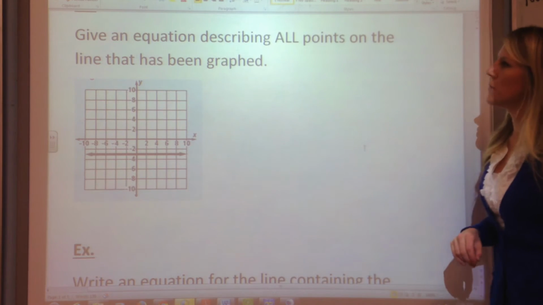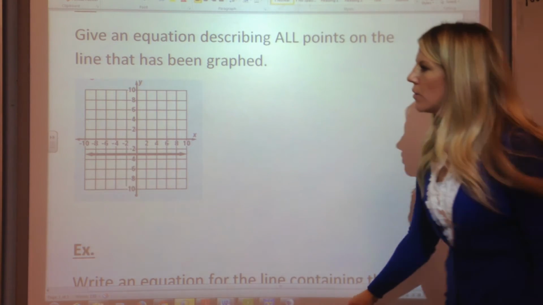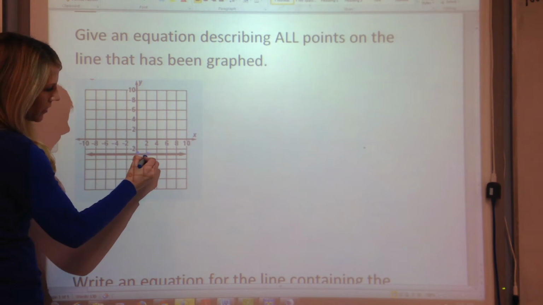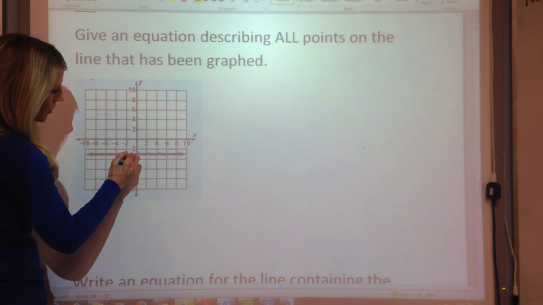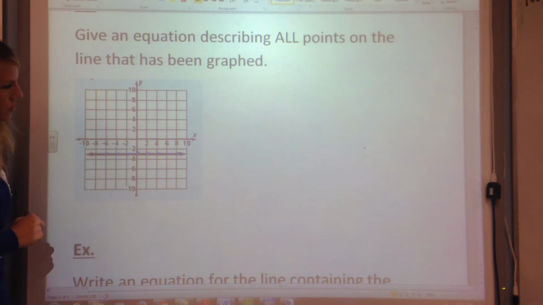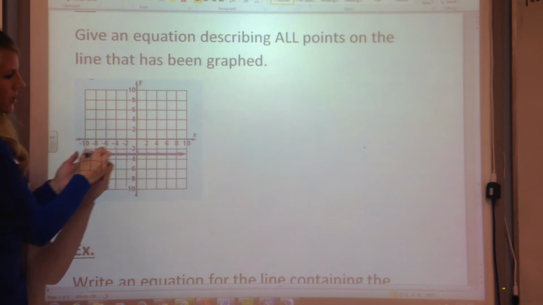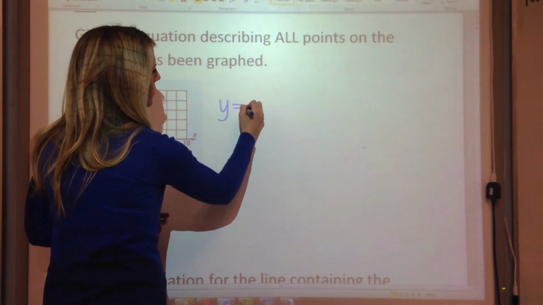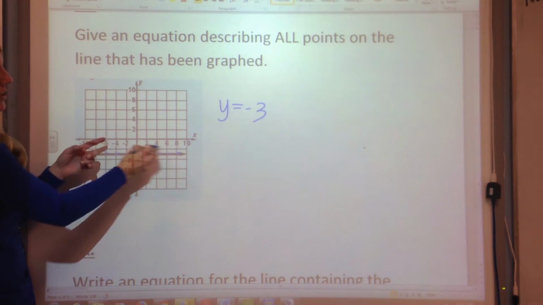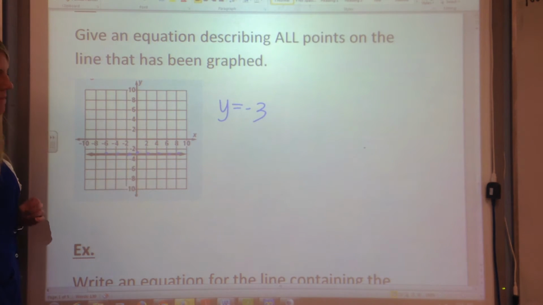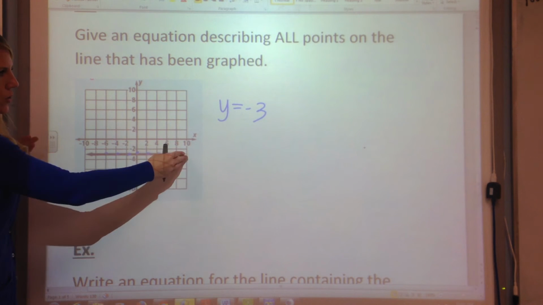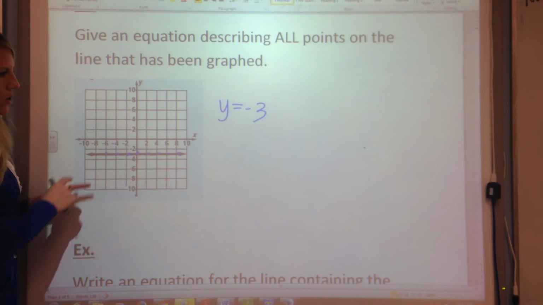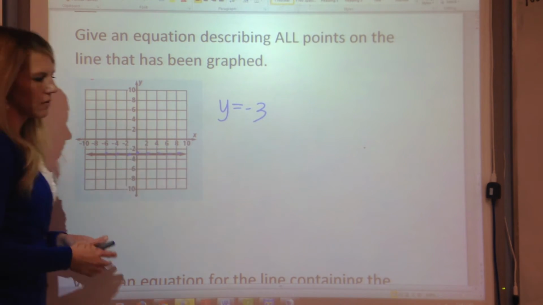Give an equation describing all the points in the line that's been graphed below. Well, if we go to this line, what is every single point on here? What is consistent? What remains the same? What is constant with every single point? Your x values are always changing, but your y value remains the same. It stays at -3. So y equals -3. No matter what point I pick on here, y is always -3. So the equation that describes all the points is y equals -3, because then that includes every single x value.